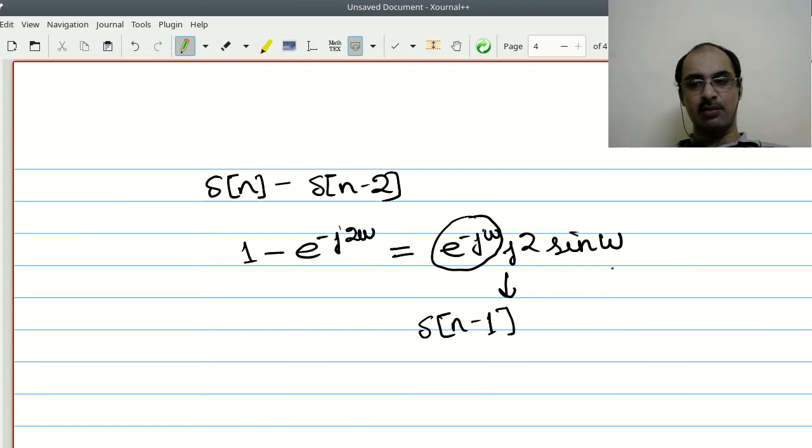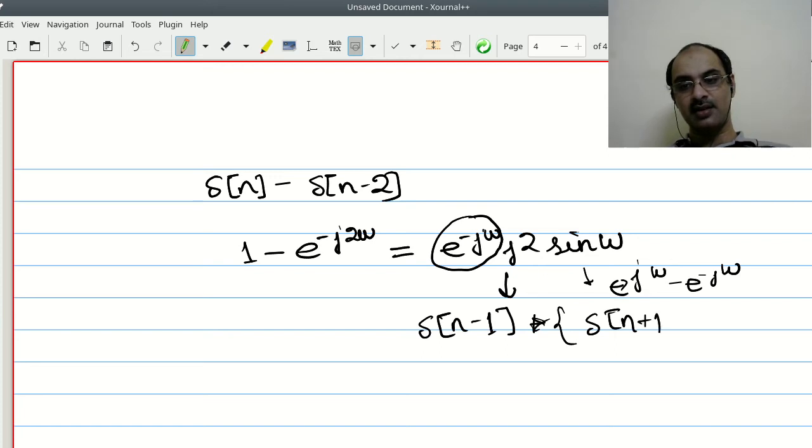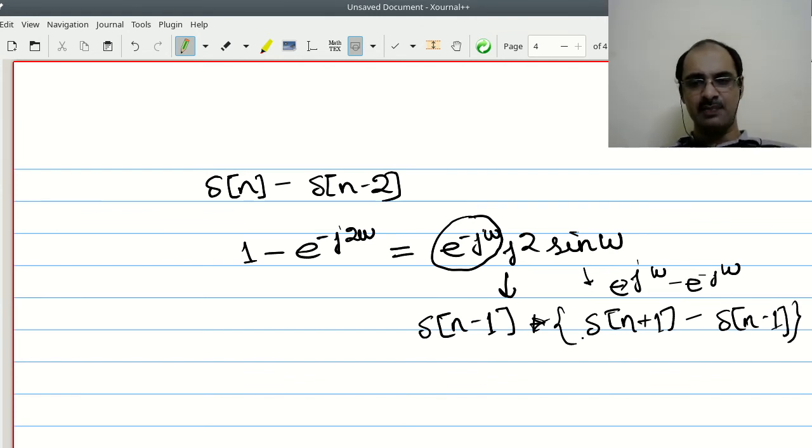And what about j2 sine omega? j2 sine omega is very easy. It's actually e power j omega minus e power minus j omega. Now this is the convolution of, so e power j omega is delta of n plus 1 minus e power minus j omega, which is delta of n minus 1. This just says that you can obtain delta of n minus delta of n minus 2 by shifting delta of n plus 1 minus delta of n minus 1 to the right by 1. Very obvious.